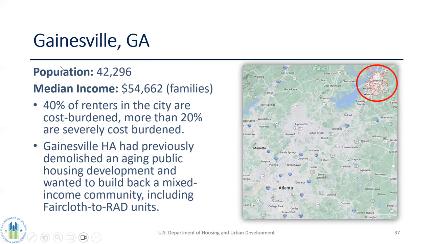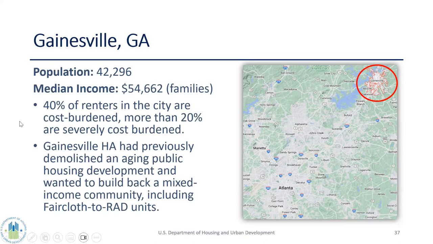So for background, Gainesville is a small town of just over 42,000, and median income in the area is about $54,000 for families. According to HUD's recent data, 40% of renters in the city are cost burdened and more than 20% are severely cost burdened. Years ago, Gainesville demolished an aging public housing development through Section 18 and has come back and figured out how, through a tax credit award, to build a mixed-income community.